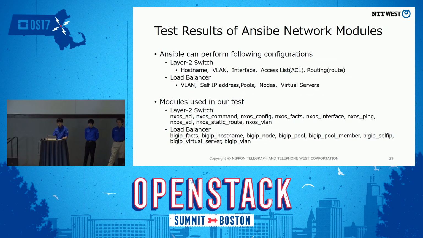In our test, we could do fundamental configuration of network devices by Ansible. For example, for the Cisco Nexus switch, we configured hostname, VLAN, interface, and so on. For the F5 load balancer, we configured VLAN, self-IP, pool, virtual server, and so on by Ansible. The modules that we tested are listed below.